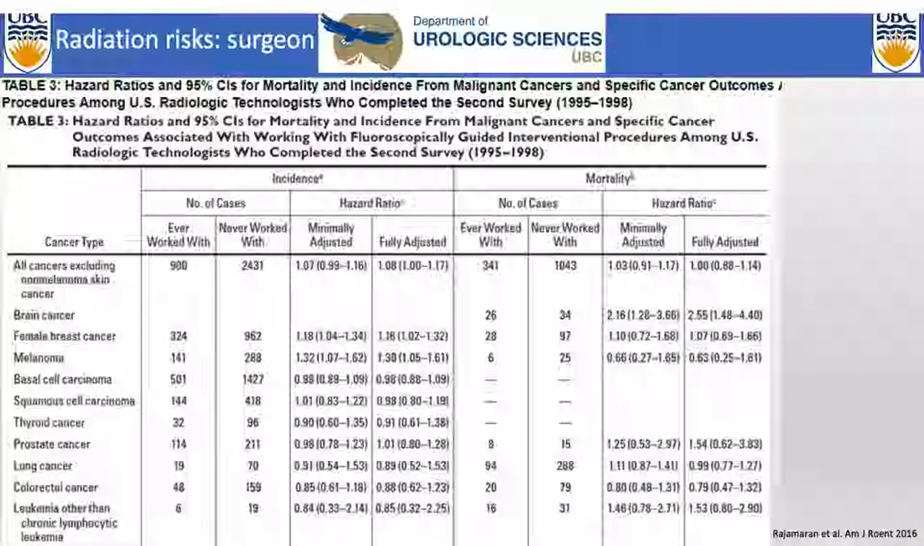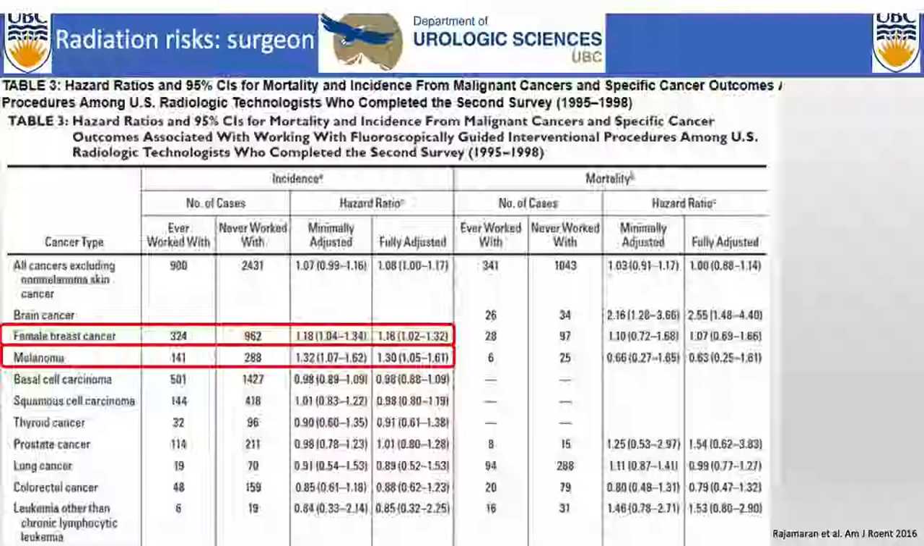This is a study with, I think, around 90,000 radiation technologists from the U.S., trying to figure out if there's any significant increase in risk for different types of malignancies. What they found was a small increase in risk in female breast cancer and melanoma.